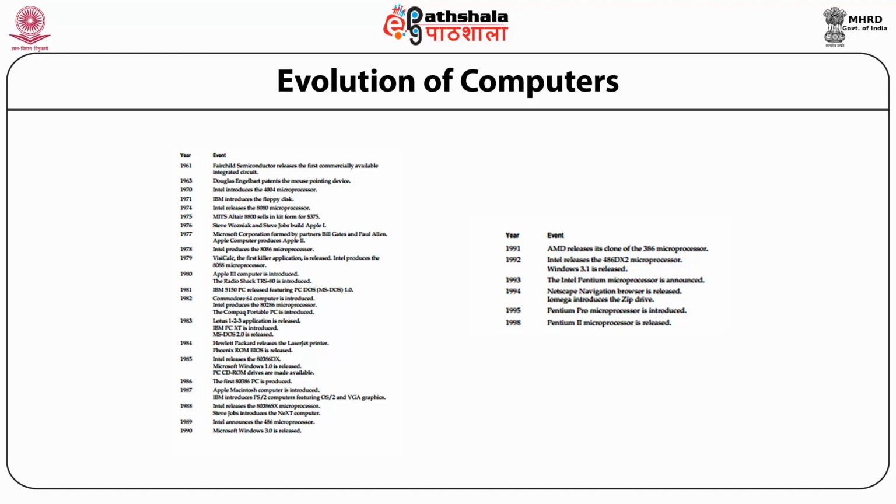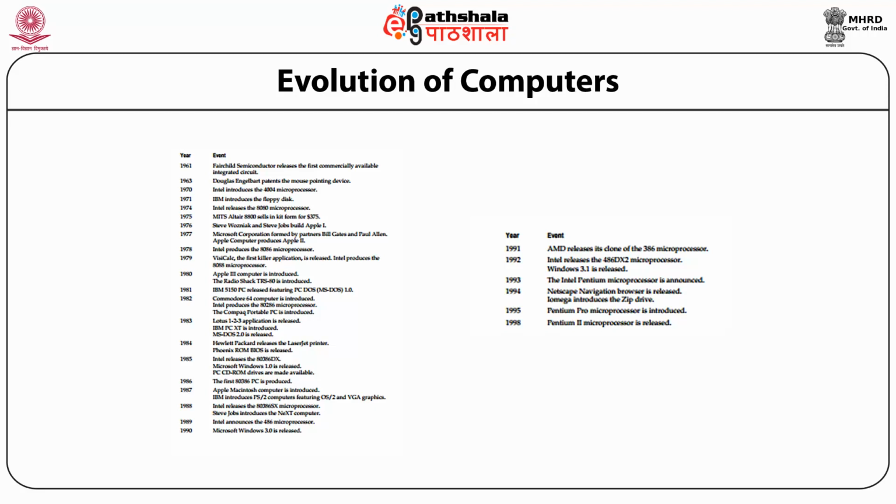1975, MITS's Altair 8800 sells in kit form for $375. 1976, Steve Wozniak and Steve Jobs build the Apple I. 1977, Microsoft Corporation is formed by partners Bill Gates and Paul Allen. Apple Computer produces the Apple II. 1978, Intel produces the 8086 microprocessor. 1979, VisiCalc, the first killer application, is released. Intel produces the 8088 microprocessor.